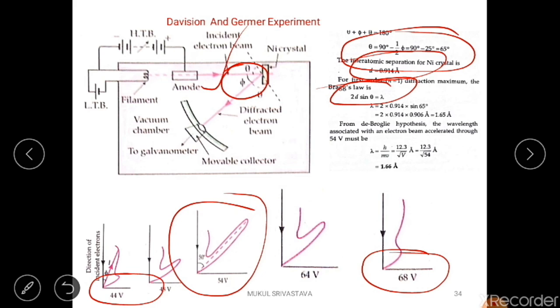And so from the de Broglie hypothesis, the wavelength associated with the electron beam accelerated through 54 volt must be lambda equals h upon mv. I put the values here, and 1.227 into 10 to the power minus 9 upon under root V. Once you put the value of V, that is 54 volt, you will get in that case 1.64 angstrom or 0.166 nanometer.